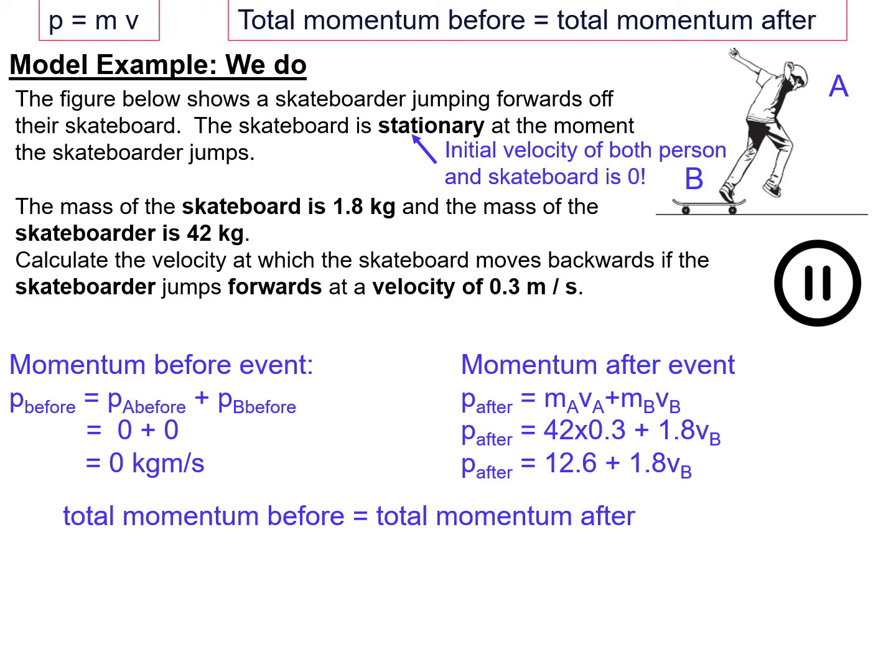We can then use the fact that we know the total momentum before is equal to the total momentum after, and we know the total momentum before is 0 and the total momentum after is 12.6 plus 1.8 VB. Can you now pause this video and complete the rest of the calculation?